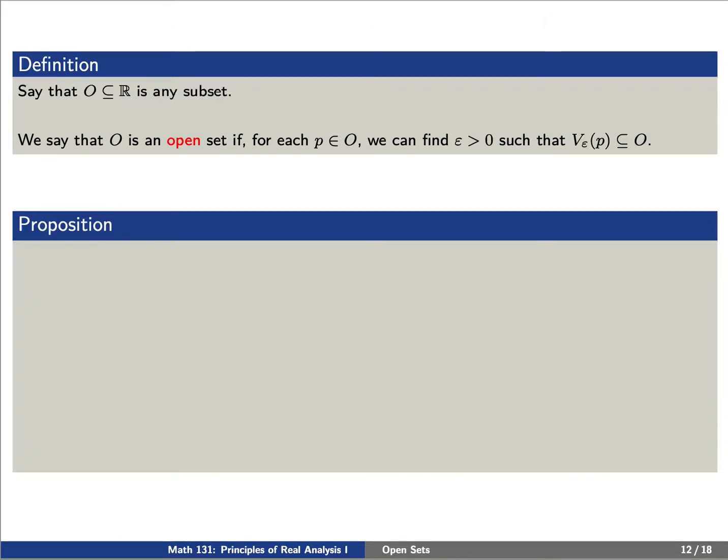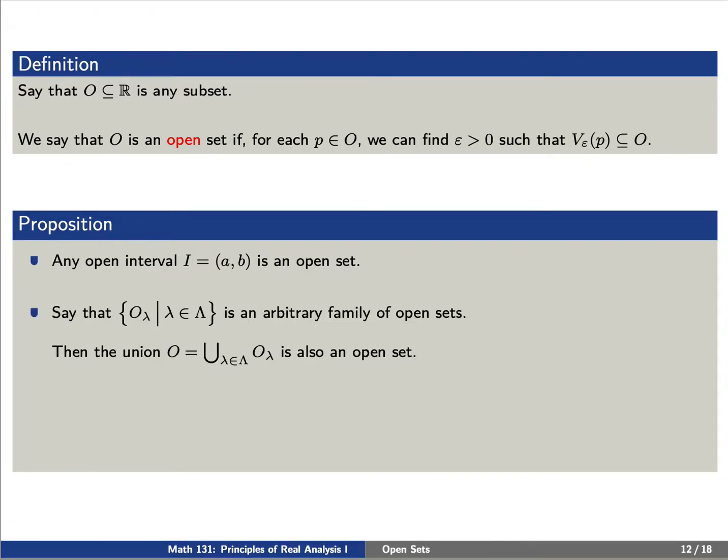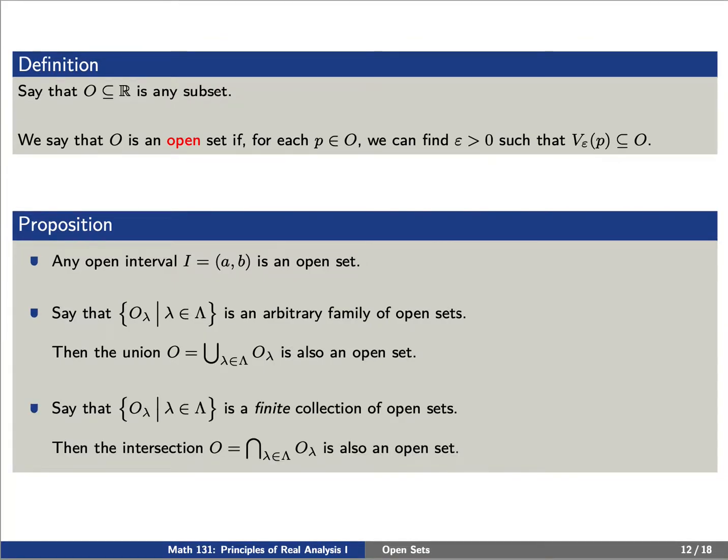We'd like to use this to introduce three concepts. First, any open interval I is an example of an open set. Second, let's say that we have an arbitrary family of open sets, O sub lambda. Then the union of the elements in this family is also an open set. Third, let's say that we have a finite collection of open sets, O sub lambda. Then the intersection over the elements in this finite collection is also an open set.